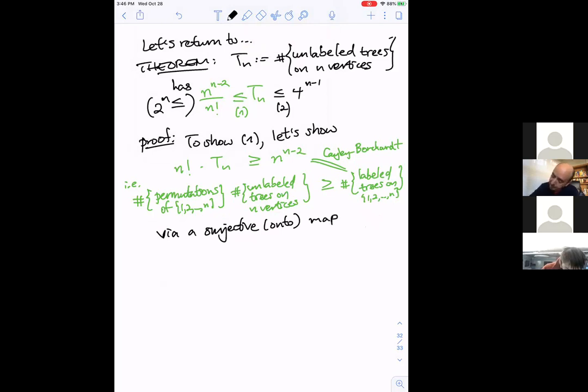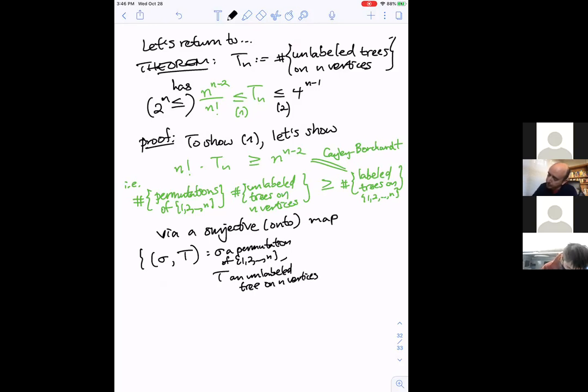from pairs. Okay, so this is the Cartesian product where I take a permutation sigma and a tree t: sigma, a permutation of 1 through n, and t, an unlabeled tree on n vertices, and I just produce a labeled tree T prime on n vertices, well, on the vertex set 1 through n.